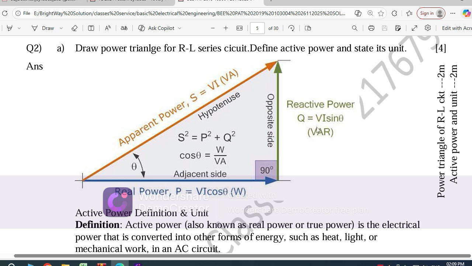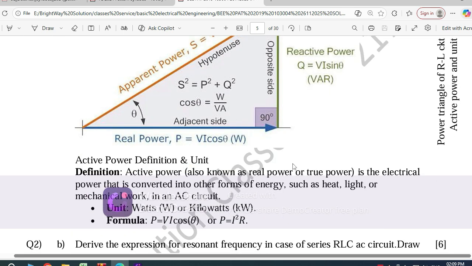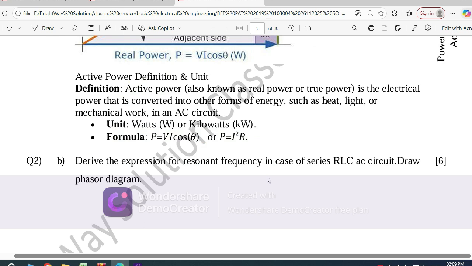We are going to draw the triangle clearly, 2 marks, and active power with its definition and units, 2 marks. Total marks are 4. Active power, also known as real power or true power, is electrical power that is converted into other forms such as heat, light or mechanical work in an AC circuit. The circuit actually consumes this power, converting it into another form. The unit is watt, kilowatt.